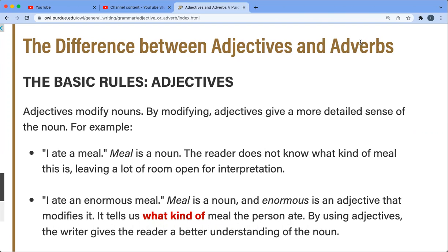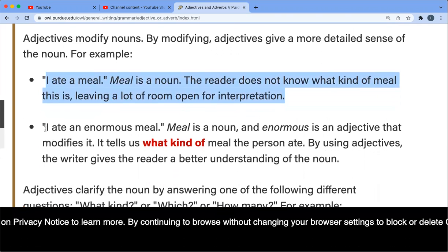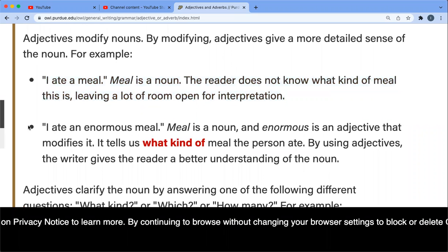The basic rule of using adjectives is that you need to use the adjective as one word before a noun. By modifying, you use the adjectives to make the meaning of the nouns within your sentences stronger. I give you a very simple example. I ate a meal, and meal is a noun, obviously. Then the reader doesn't know what kind of meal you're eating. So obviously, if I say I ate an enormous meal, then the meaning is clear. In this sentence, basically, enormous is considered an adjective.